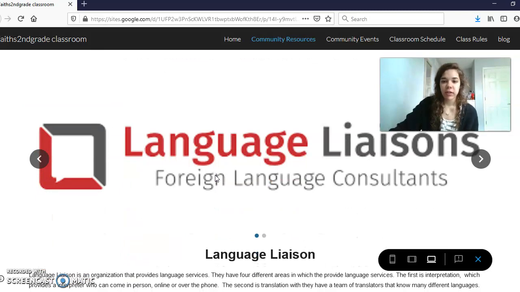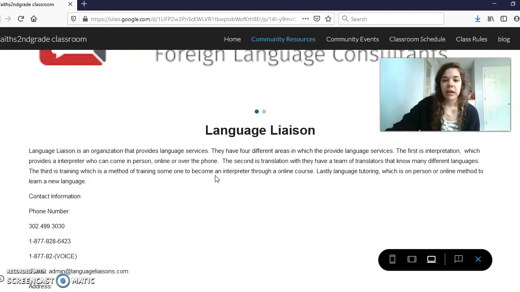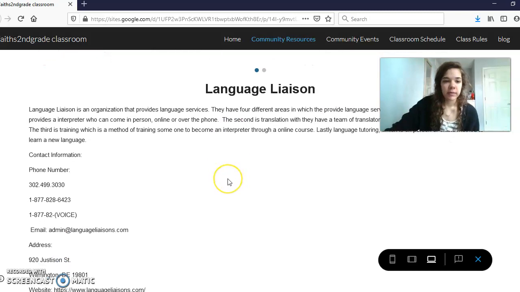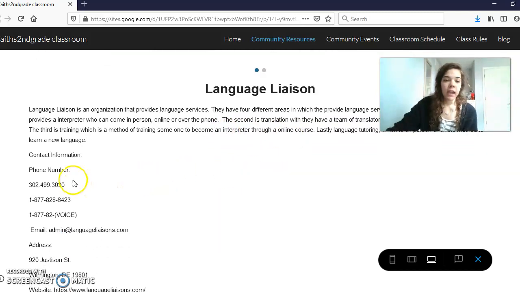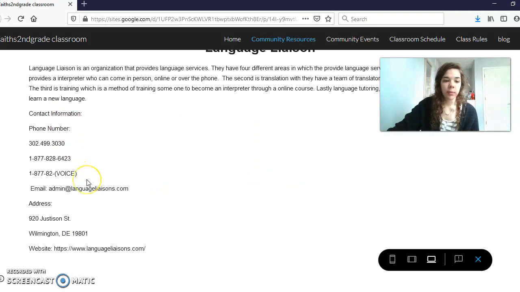Next, I have Language Liaisons, and what the Language Liaisons program does is it provides 4 different things. One is an interpreter who can come either online or in person. The second is a translator. The third is to teach you to become a translator, and the last is to teach you how to speak a different language. And the same thing, it has phone number and information, websites.